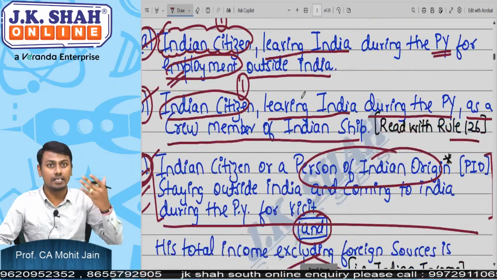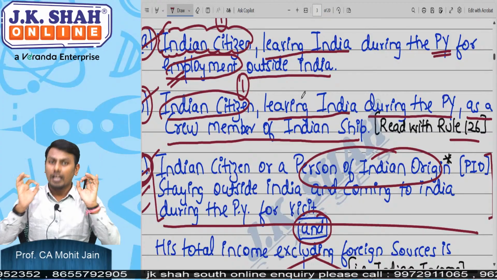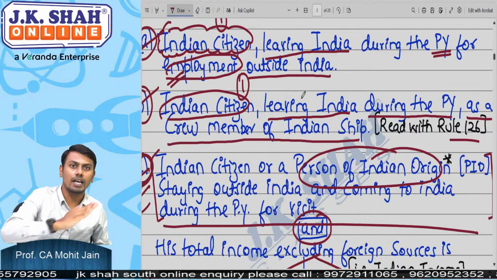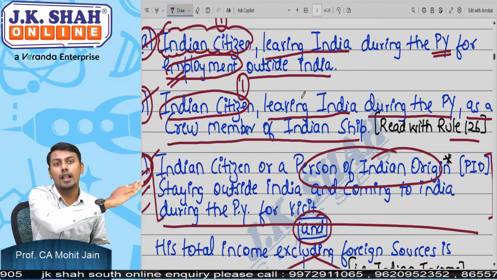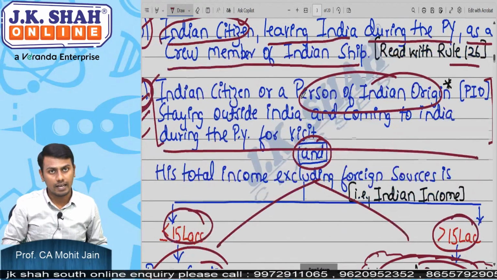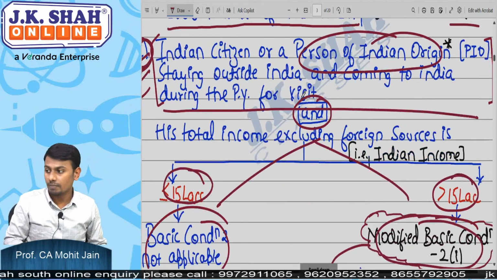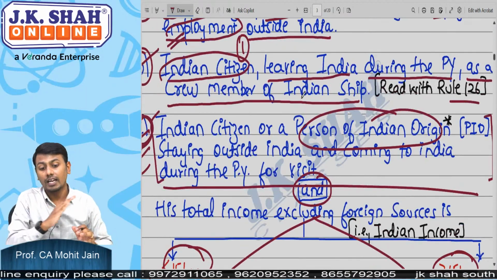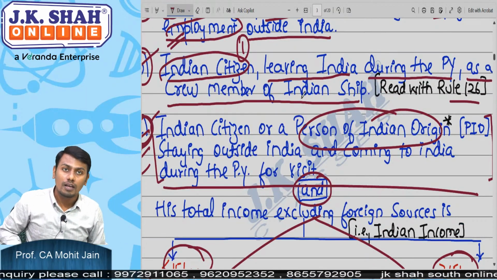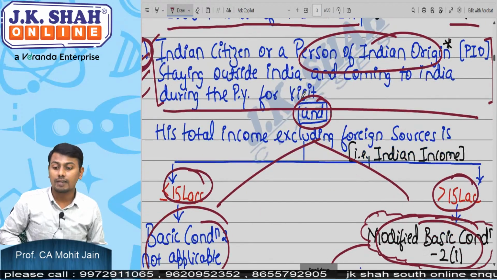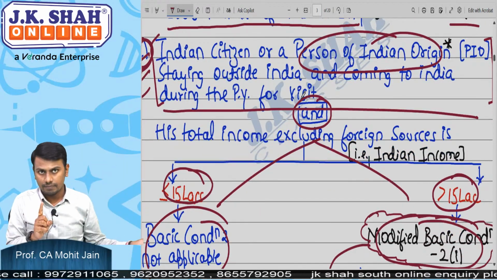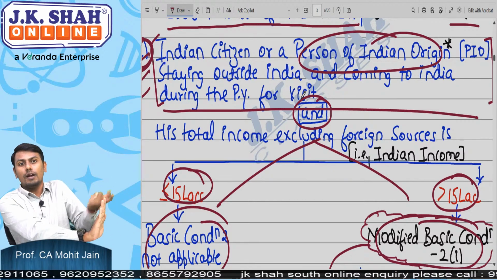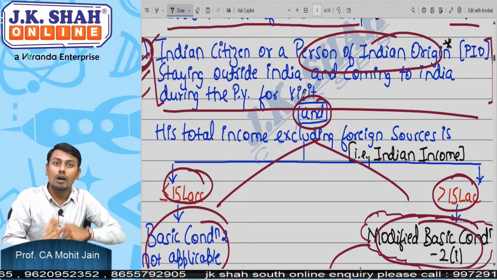Again, let us revise it once. What is the first case? Indian citizen who is what? Living outside India for what purpose, people? Employment outside India. Then what is the second condition, people? Indian citizen living outside India as a crew member of what? Indian ship. Now what is the third, people? Indian citizen or a person of Indian origin who is already staying outside India, but during the year coming to India for a what? Visit.